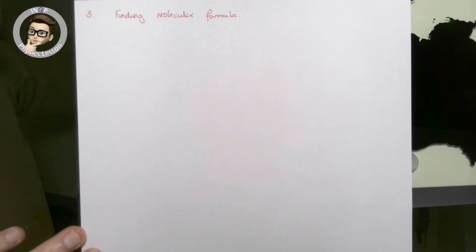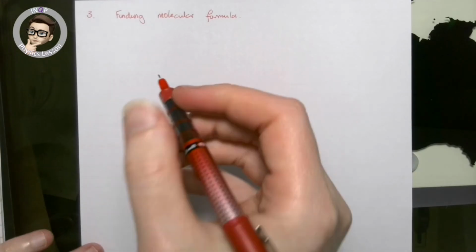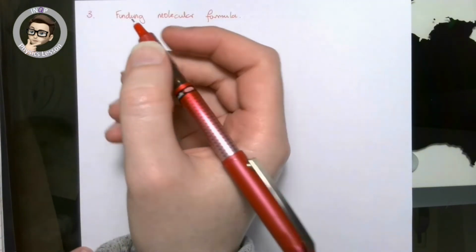So we'll go for the third of our quantitative calculations that we need to be able to do. In this one, we need to find the molecular formula, especially when we're given the empirical formula and its relative formula mass. That will allow us to calculate the molecular formula. So let's have an example again.